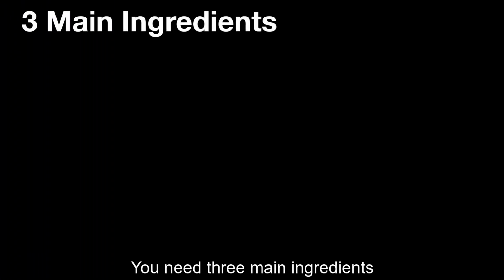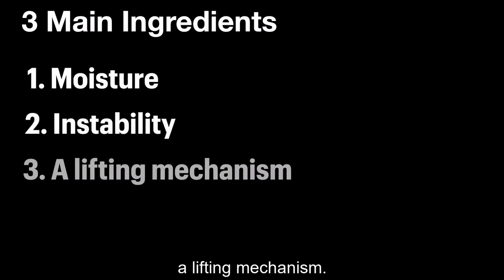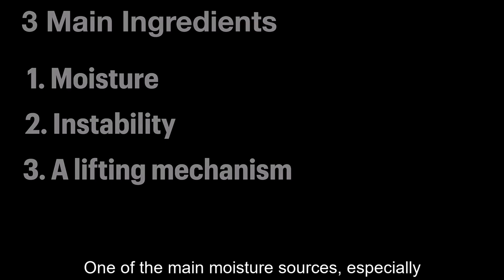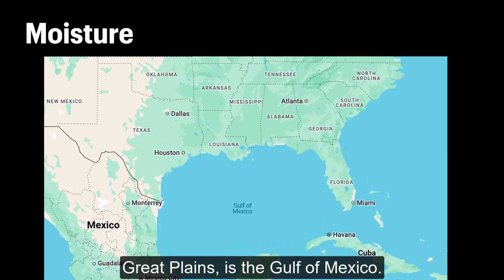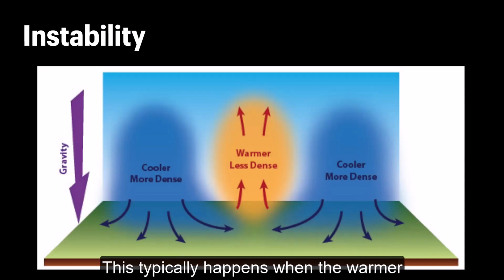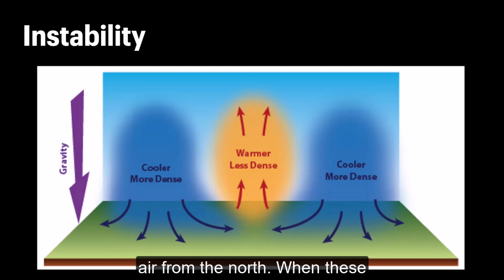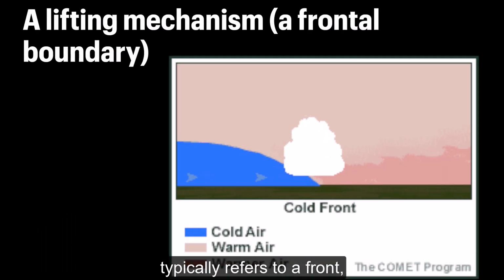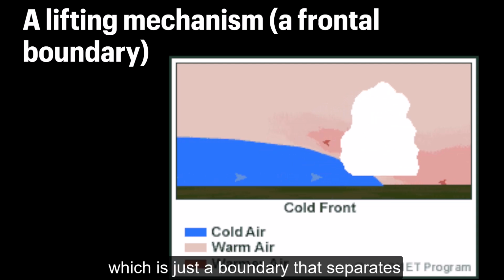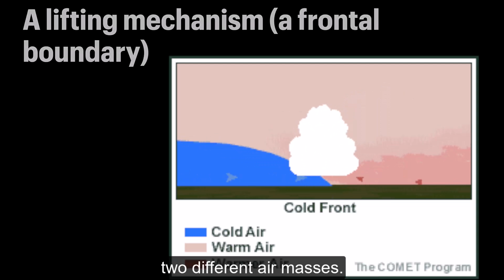You need three main ingredients for a thunderstorm to develop: moisture, instability, and a lifting mechanism. One of the main moisture sources, especially for the southeastern United States and Great Plains, is the Gulf of Mexico. Instability refers to the ability of air to move upward. This typically happens when the warmer air from the Gulf of Mexico meets cooler air from the north. When these two air masses collide, the warm air rises and the atmosphere becomes unstable. The lifting mechanism typically refers to a front, such as a cold front or warm front, which is just a boundary that separates two different air masses.